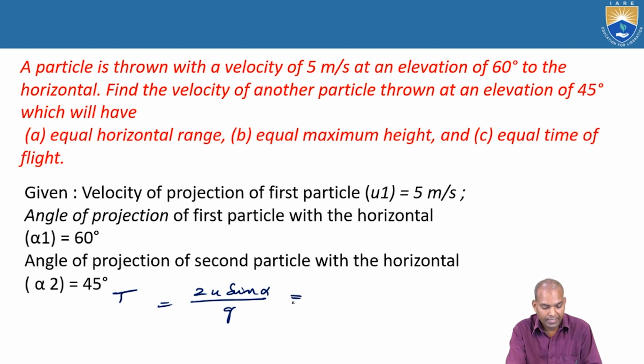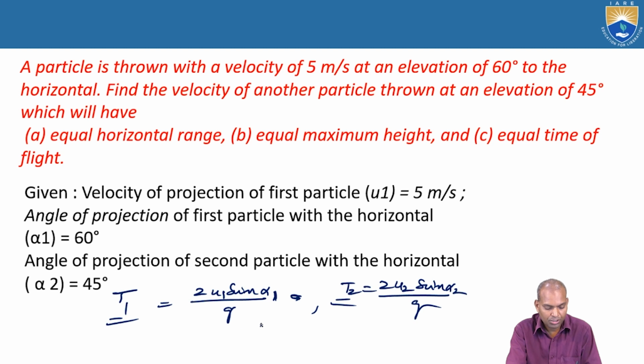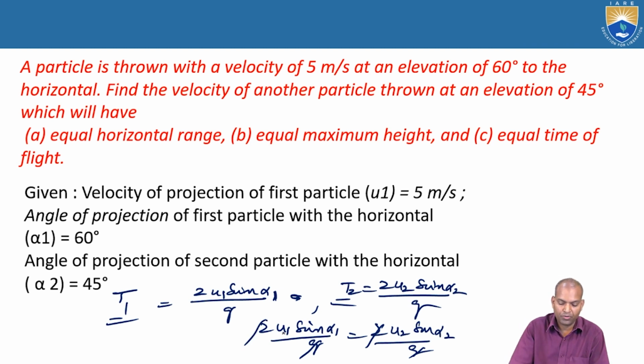Again, we have to equate the time of flight of the first particle and the time of flight of the second particle. Time of flight of the first particle is t1 equal to 2u1 sine alpha 1 by g, and next t2 equal to 2u2 sine alpha 2 by g. Equate both the times of flight t1 and t2: 2u1 sine alpha 1 by g equal to 2u2 sine alpha 2 by g. If you cancel g and 2, substitute u1 equal to 5 meter per second, alpha 1 equal to 60 degrees, u2 to be found, alpha 2 is 45. Then u2 can be calculated.